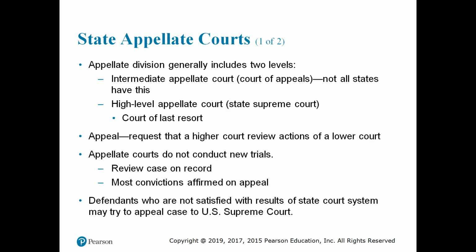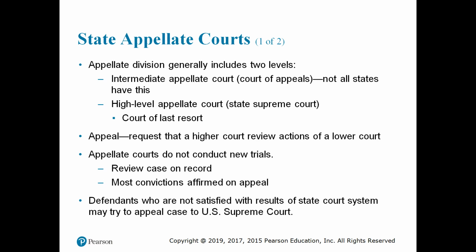The state appellate courts, though, are a whole division. All they do is hear appeals. You don't need to know the exact levels, but you need to know what they do. The highest level of appellate court is the state Supreme Court in the state where you live. It's also known as the court of last resort. An appeal is a request from the person that was convicted that a higher court review the actions of the lower court.